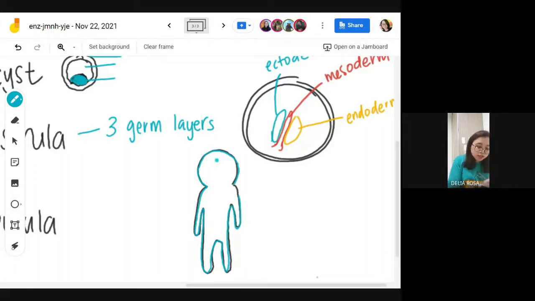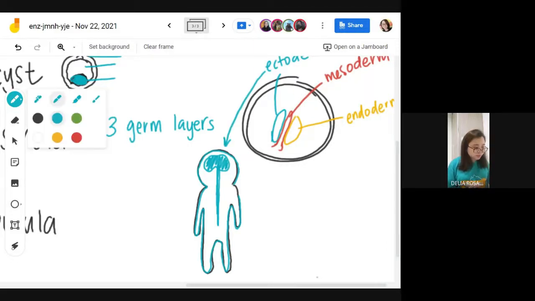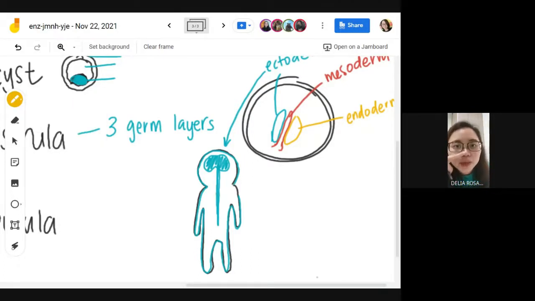The skin, the nervous system, so the brain, the spinal cord, the nerve roots. Your spinal cord will all be from the ectoderm. The endoderm is from the lining inside your nose, inside your mouth, and that tube all the way down to your butthole is from your endoderm.